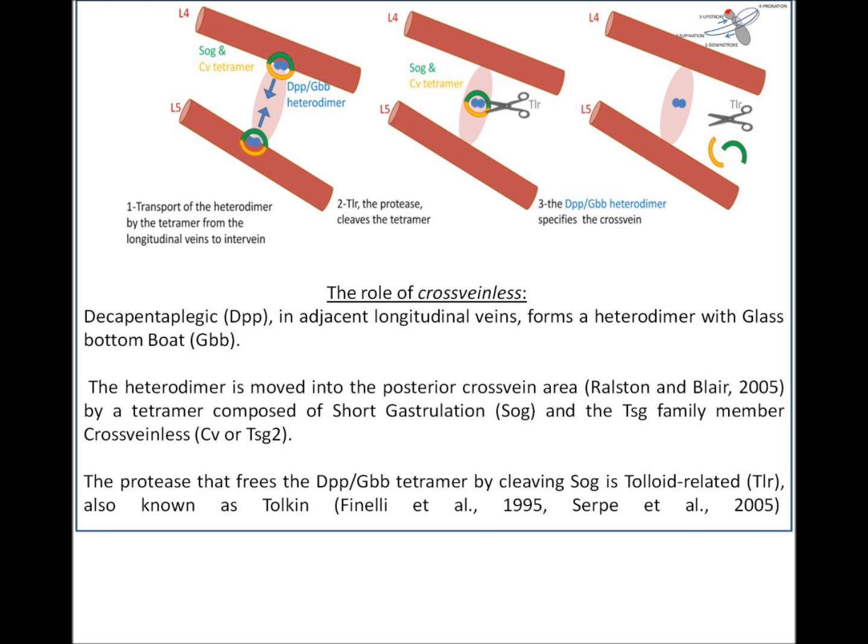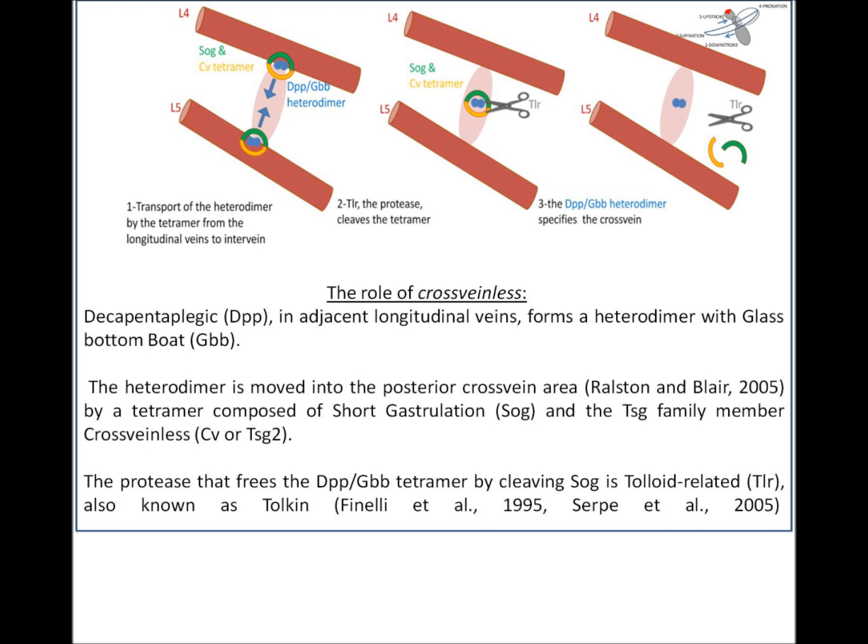DPP is found in the adjacent longitudinal veins and forms a heterodimer with glass bottom boat, or GBB. The heterodimer is then moved into the posterior crossvein area by a tetramer composed of short gastrulation, or SOG, and the TSG family member crossveinless, CV or TSG2, twisted, I think that's twisted gastrulation.